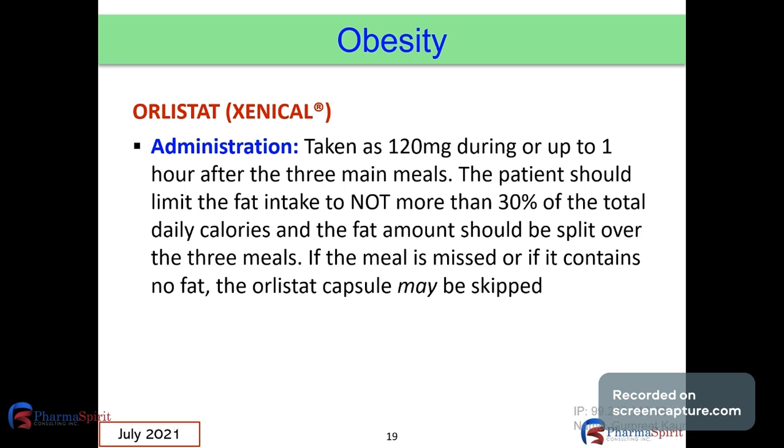Just one quick point here, the same way of administration will be used if we're using orlistat to improve diabetes. It's exactly the same way of administration. There's only one way of taking orlistat, with fat-containing meals. There is no special way of taking orlistat when it's used for diabetes.